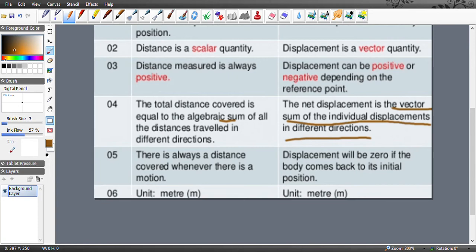But in displacement, remember that we do not need to know the path or the road of the person or the thing that has traveled. We only have to know the final point and the initial point.